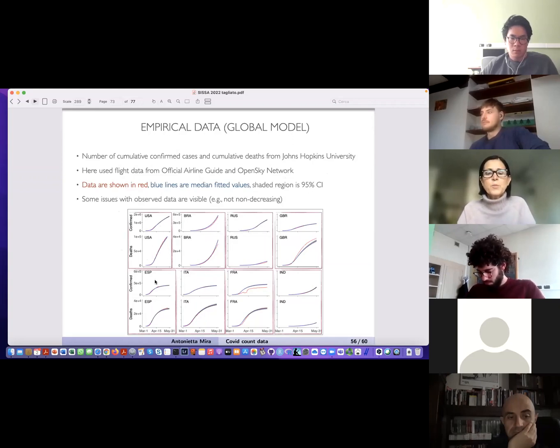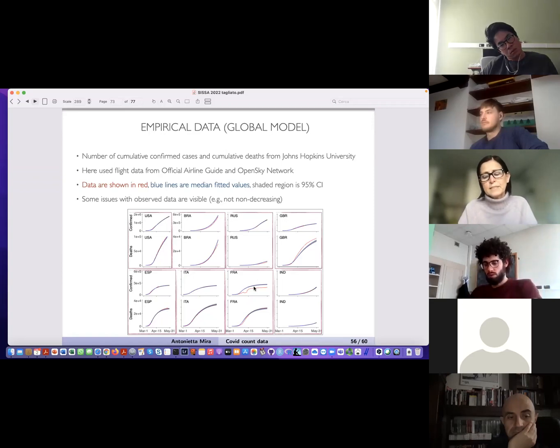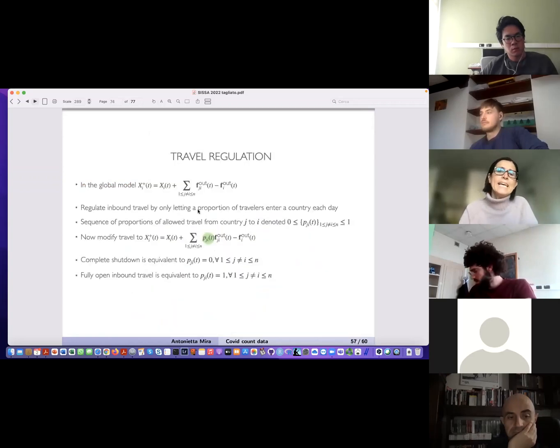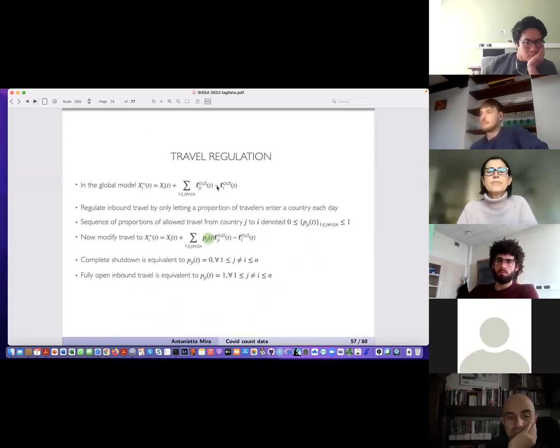So for most countries, we do a good job. For some countries, you see, again, problems with the data. For example, this is France, and the red line that I'm pointing to is the accumulated confirmed cases, which of course cannot go down in time. So these are problems with the data. And this is one of the major issues with COVID-19 data, but let's not talk about that. In any case, we fit for each country its compartmental model with its own parameters. And then we consider the flying out and the flying in. So x plus is equal to x plus who flies in and who flies out.